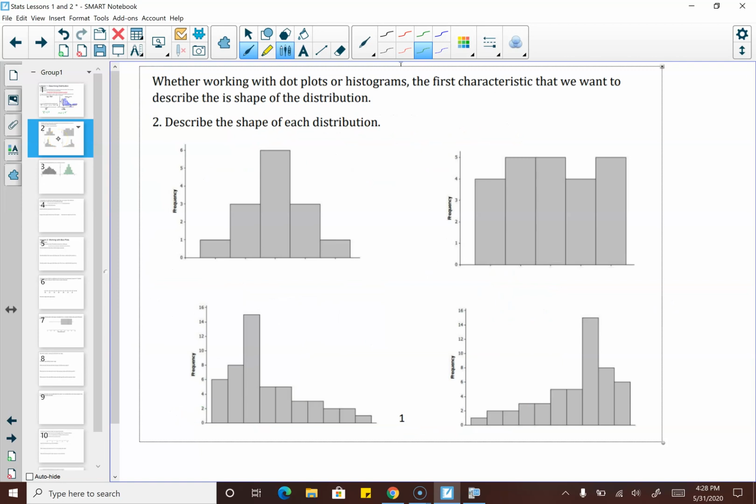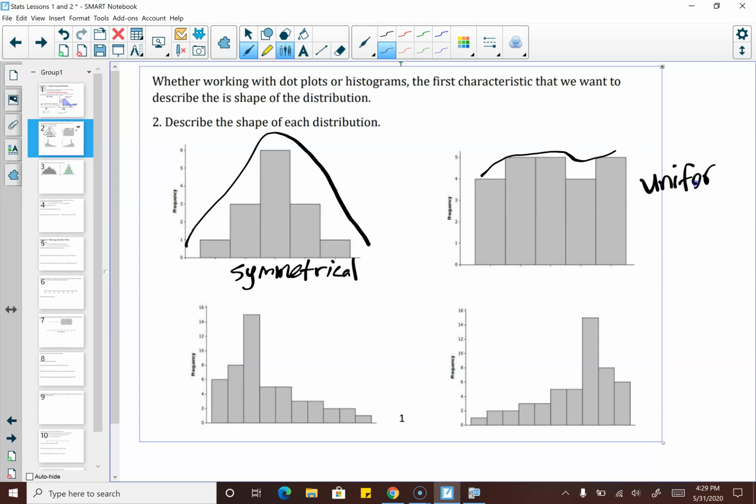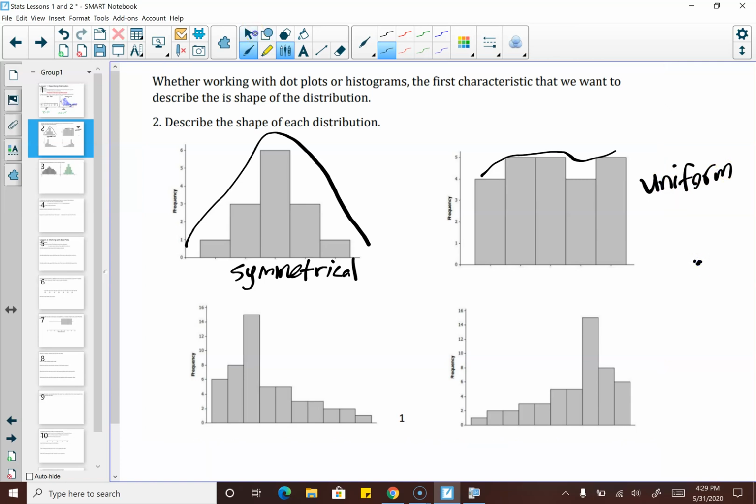So now when we talk about the distribution, there are a couple of different words that we use here, all right? When your histogram or your dot plot looks like this, where it looks almost even on both sides, that is known as symmetrical, okay? It's balanced on both sides. When it's close to all being the same height, like in that top right-hand corner, that's called uniform, all right? So when all your data is almost exactly the same, your data is what is known as uniform.